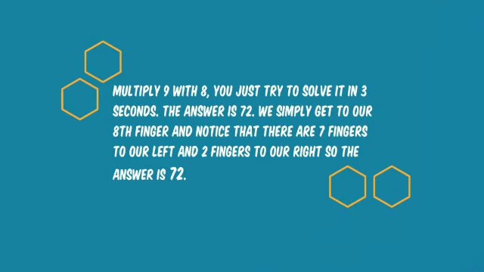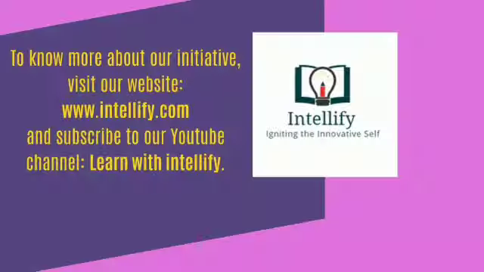Let's take another example and multiply 9 with 8. I'm giving you 3 seconds to solve this. 3, 2, 1. The answer is 72. We simply get to our 8th finger and notice that there are 7 fingers to our left and 2 fingers to our right. So the answer is 72.